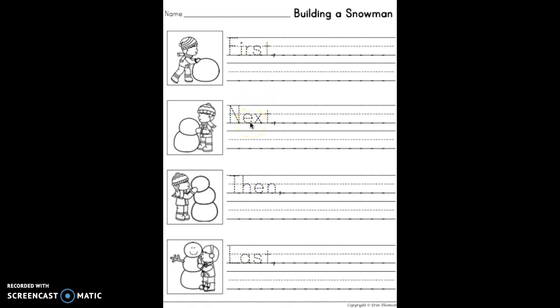Next, and then you're going to write down what happened next. Then, write down what happened then. And last, you're going to write down what happened last. Don't forget to write very neatly using the top line, the dotted line, and the bottom line. And also don't forget to put a period at the end of your sentence.